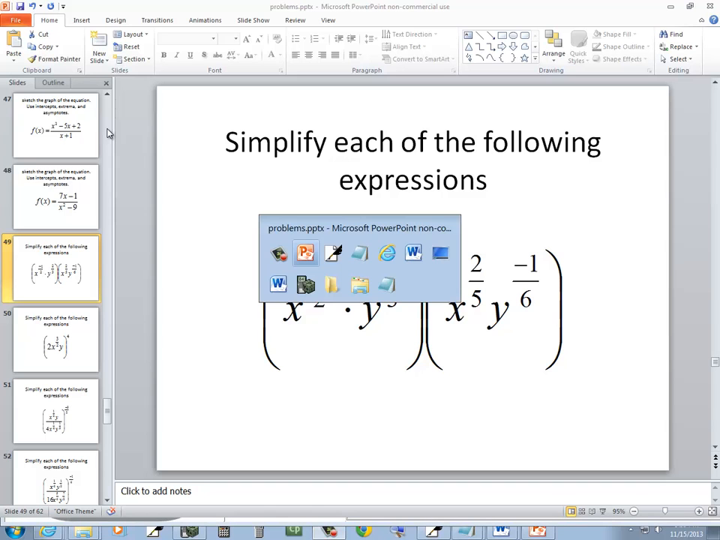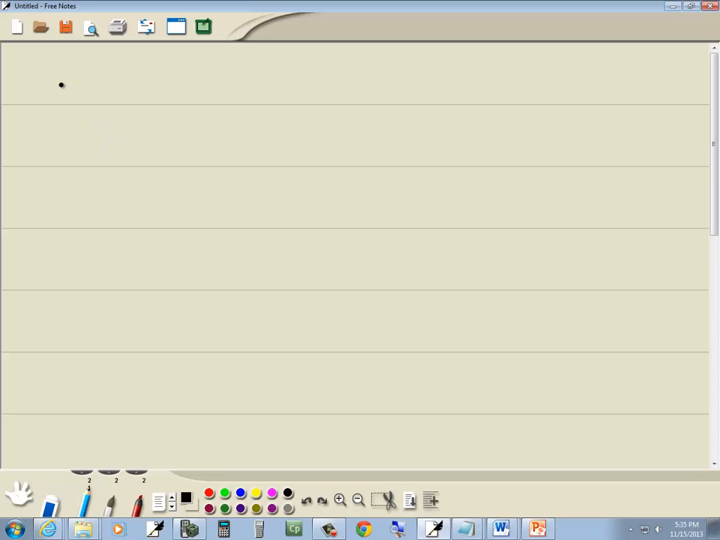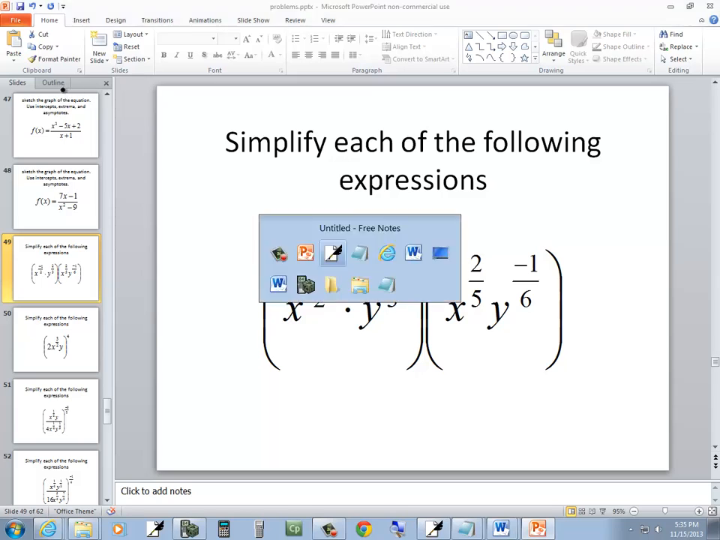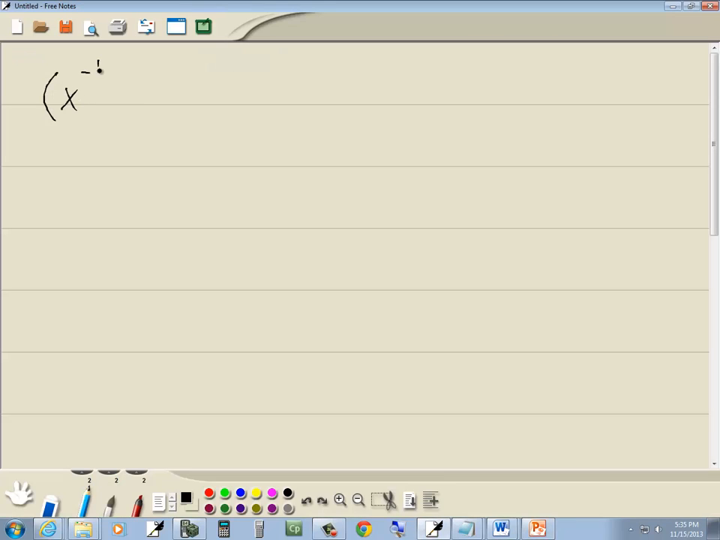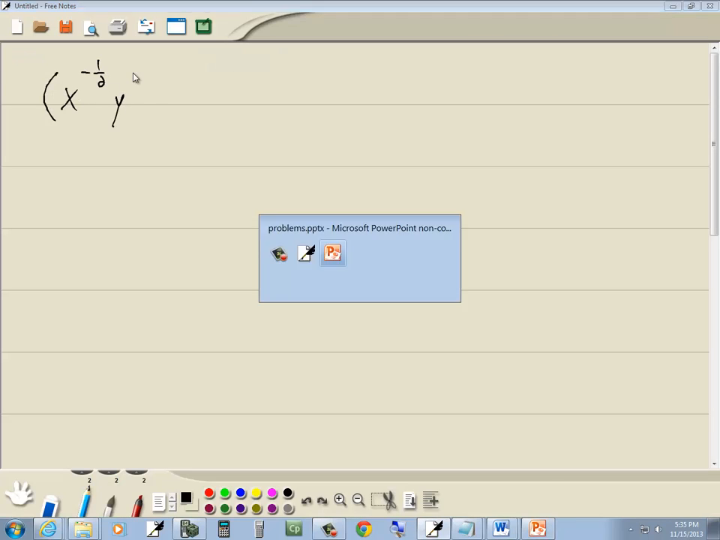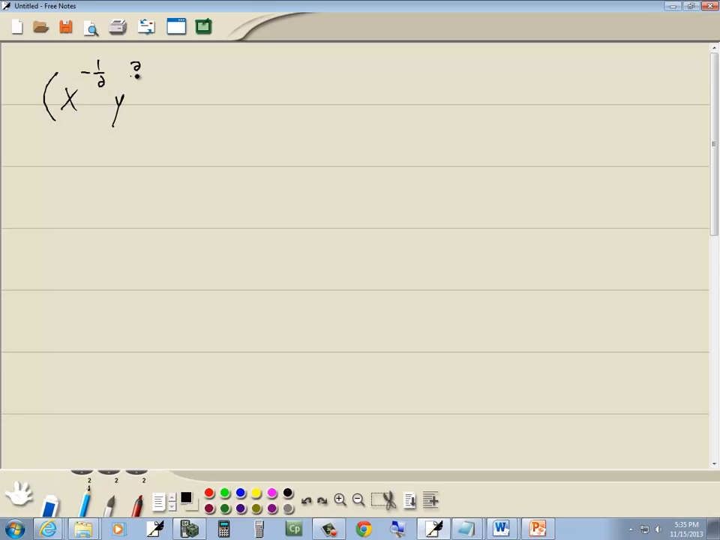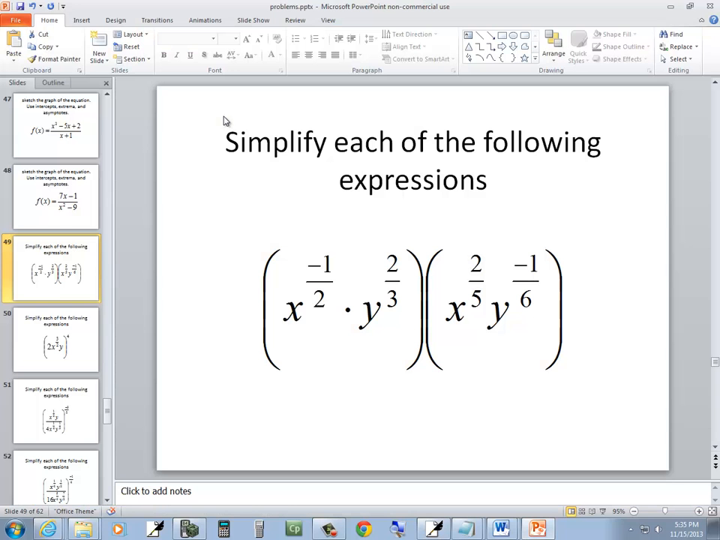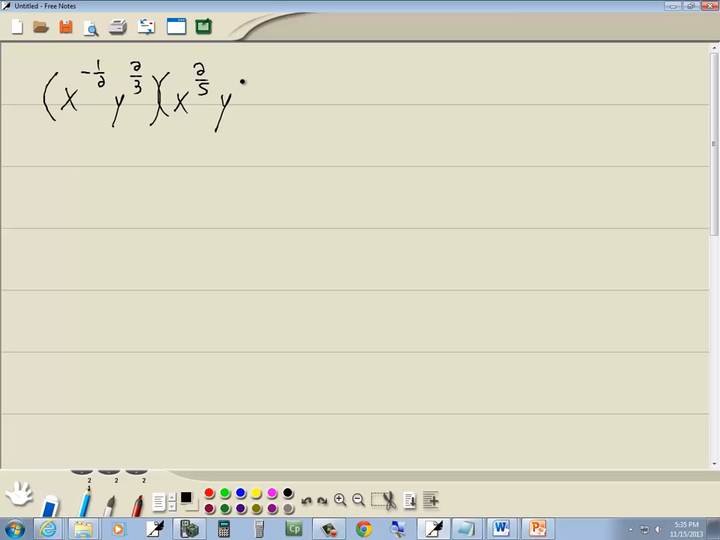Let's take a look at this problem. Want to simplify. We got x to the negative 1/2, y to the 2/3, times x to the 2/5, y to the negative 1/6.